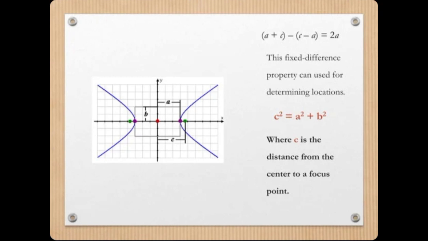This fixed difference property can be used for determining locations. So here we have C squared equals A squared plus B squared, where C is the distance from the center to a focus point.